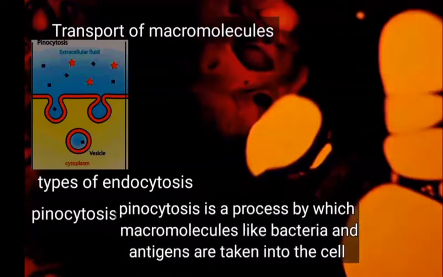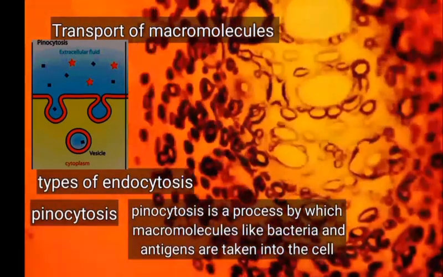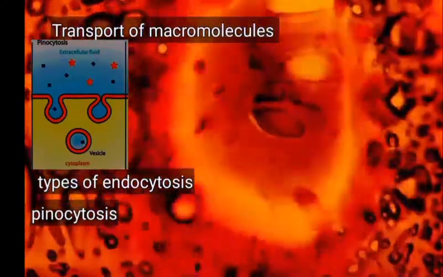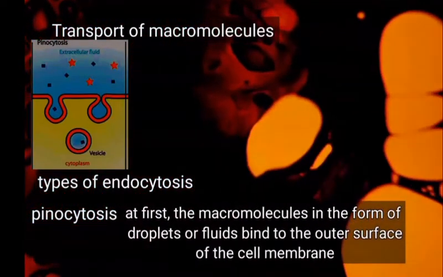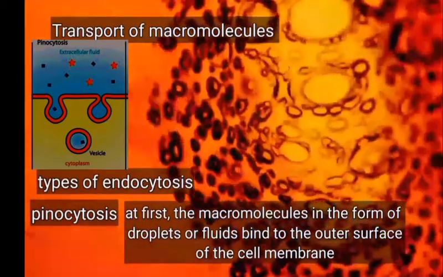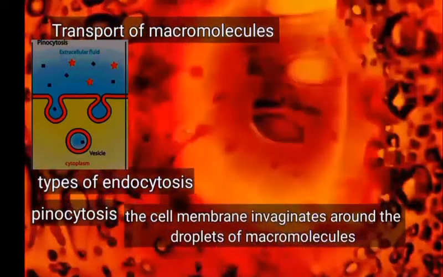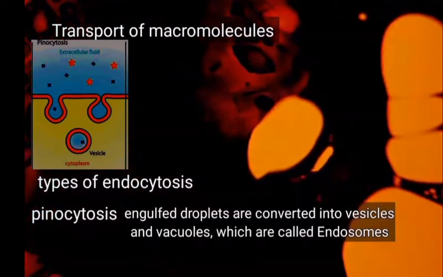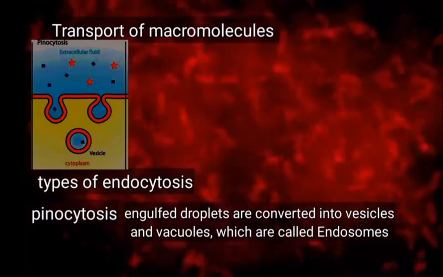Pinocytosis is a process by which macromolecules like bacteria, antigen, etc. are taken into the cell. To be more clear, let us see the mechanism of Pinocytosis. At the very first stage, the macromolecules in the form of droplets or fluids bind to the outer surface of the cell membrane. After that, the cell membrane invaginates around the droplets of macromolecules, and the droplets are engulfed by the cell membrane. The engulfed droplets are converted into vesicles and vacuoles and are collectively known as endosomes.